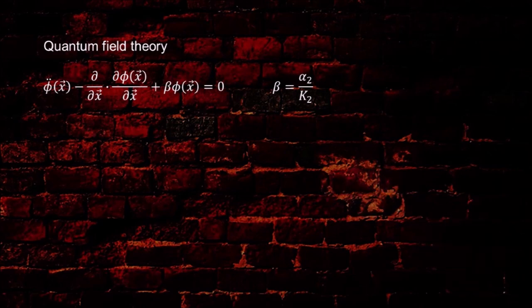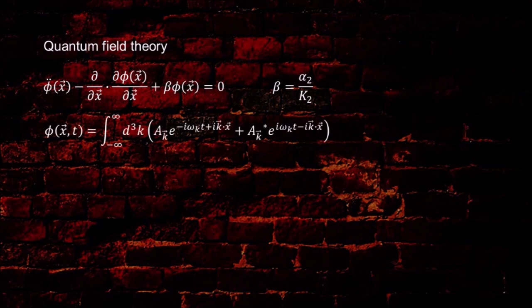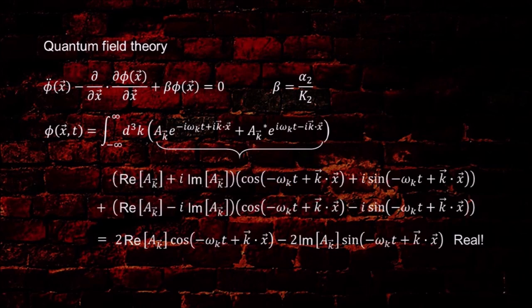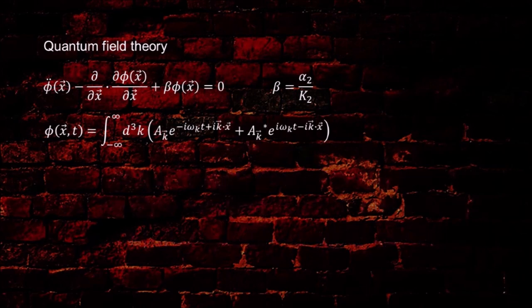Because it's linear, its solution can be written as a sum of plane waves. The A's here are complex numbers. The reason we need two terms that are complex conjugates of each other is that phi is real. And in order to express the solution in terms of plane waves, we must add these two terms. Plugging the solution back into the Klein-Gordon equation, we obtain omega in terms of k.